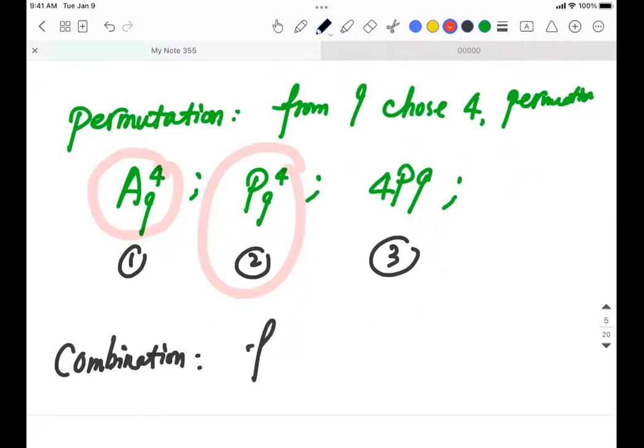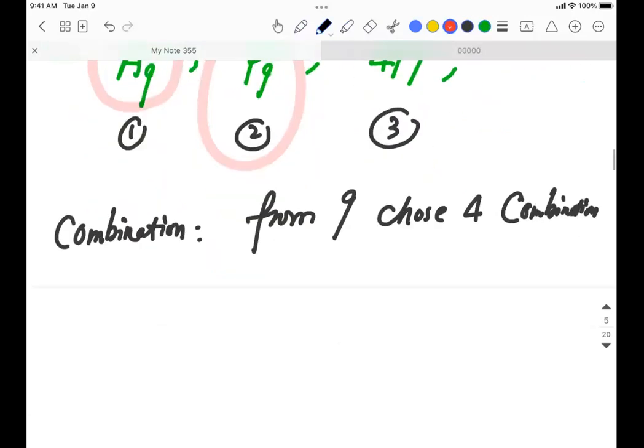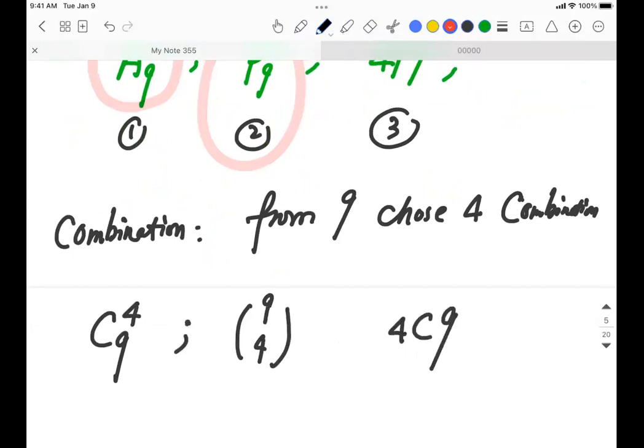So another one is let's talk about combination. Combination, the same thing. If I want to choose 4 from 9 numbers, try to do a combination. We also have three different ways. We can go for C94, or the notation with 9 and 4 in parentheses, or 4C9. Again, they're all correct. Different regions and different textbooks use different denotations.